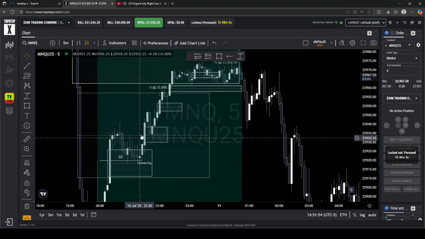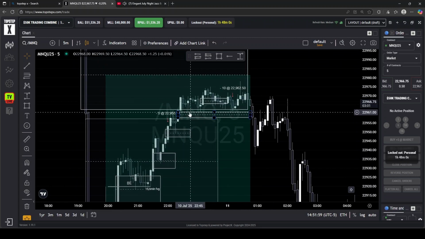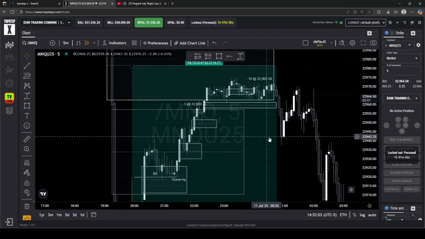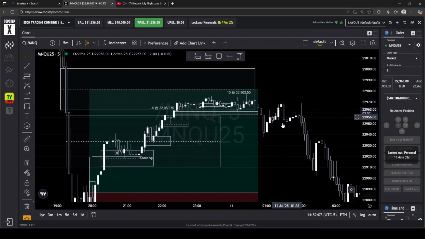So created another 5 minute, respected it, another 5 minute, respected it. It was just respecting these 5 minutes, so it kept creating higher highs, higher lows, higher highs, higher lows. And it was pretty obvious it was gonna try and tap into this 5 minute.